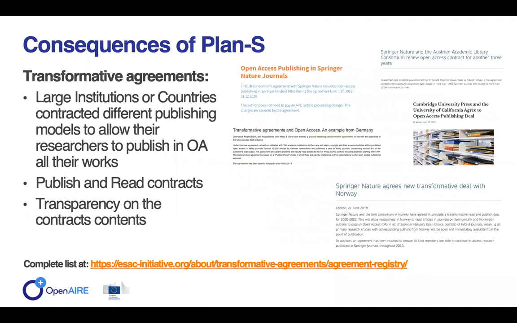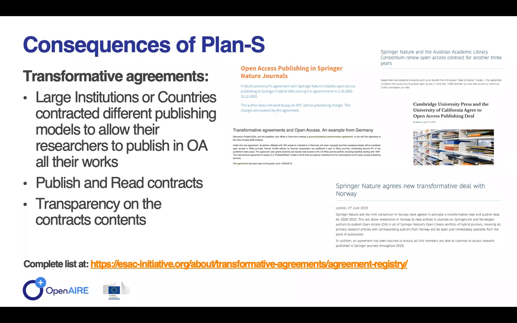What are the consequences? Well, I said that this plan was launched in late 2018, and what happened is that Plan S led institutions and countries to try to change the way the contracts for the services of the publishers were drafted. So they went for what we call today transformative agreements. Basically, large institutions or countries are contracting different publishing models to allow their researchers to publish all their works in open access, instead of paying to give access to read the articles that others write.